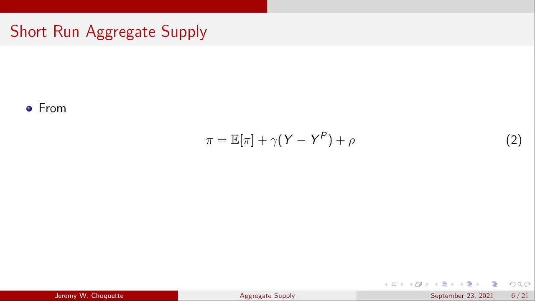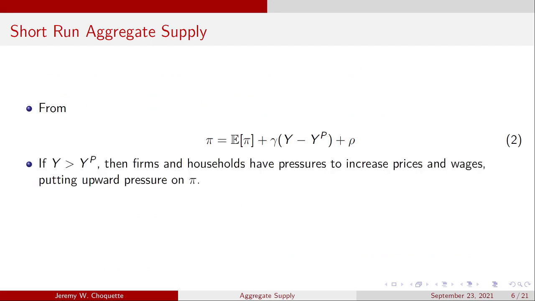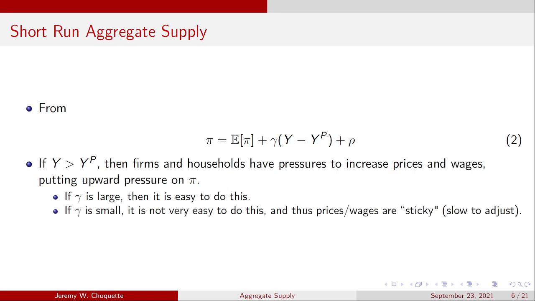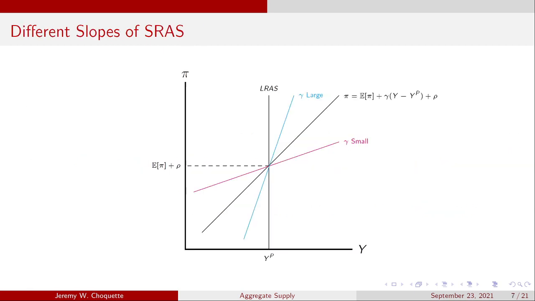You'll be fine. So from this equation, if actual output is greater than potential output, then firms and households are having pressures put on them to increase prices and wages, therefore putting upward pressure on inflation. Now, if gamma is large, if it's a very steep short-run aggregate supply curve, it's easy to do this because prices are essentially more responsive than output is. But if gamma is small, it's a very shallow short-run aggregate supply curve, and it's not very easy to do this because prices and wages are relatively sticky.